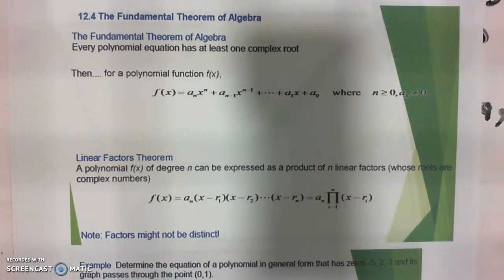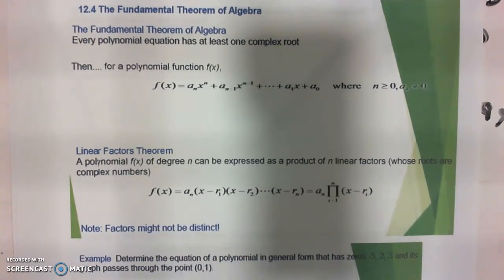The fundamental theorem of algebra says that every polynomial equation has at least one complex root. That complex root could be anything from 1 plus 2i to just 1. So it doesn't have to be, just to be complex, you can have the imaginary part being 0.